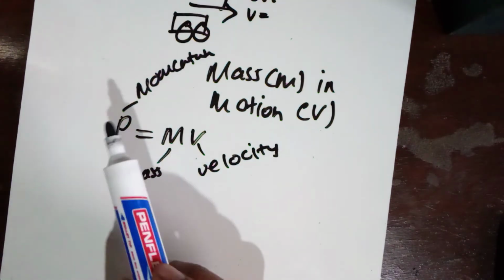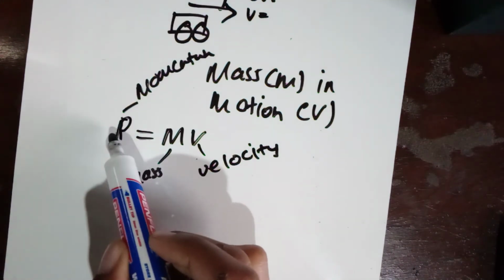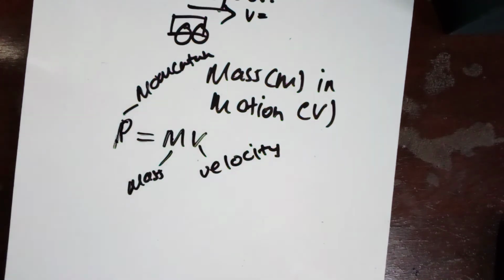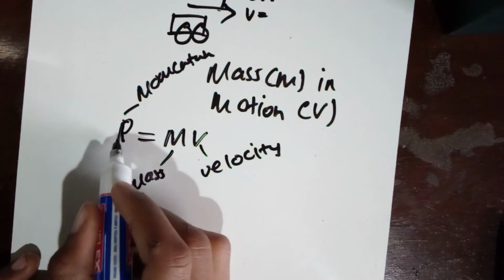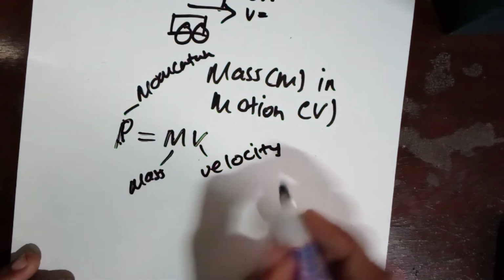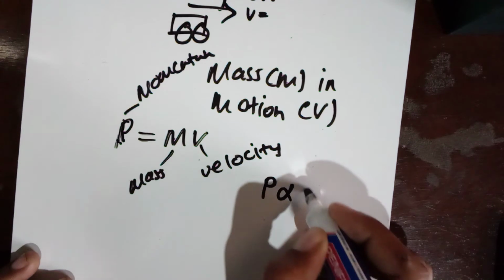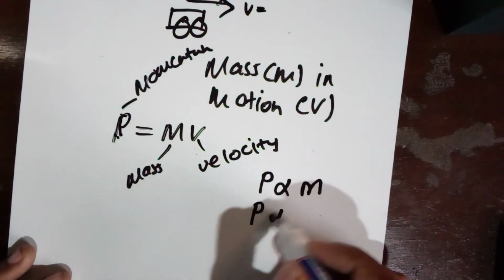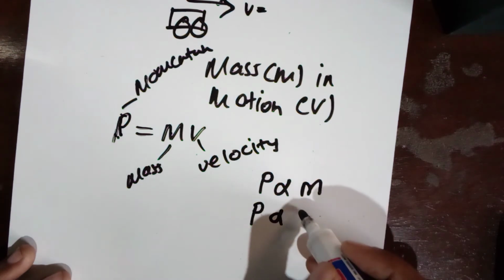In this formula, it's important to know that momentum is a vector quantity, mass is a scalar quantity, and velocity is a vector quantity. In the next lesson, we're going to talk more deeply about what a vector quantity and a scalar quantity are. Another important thing to note is that momentum p is directly proportional to the mass of the object, and also directly proportional to the velocity.